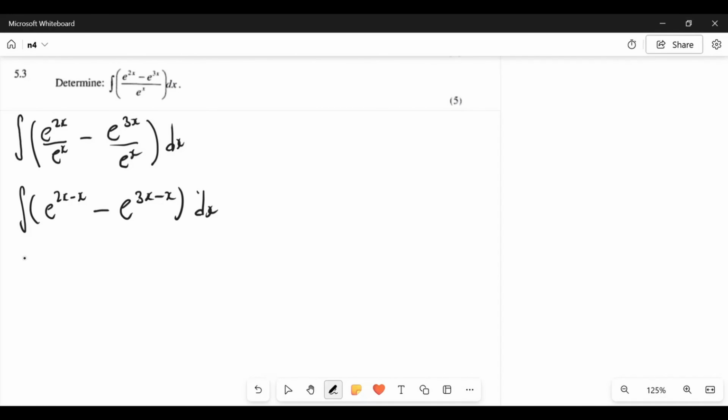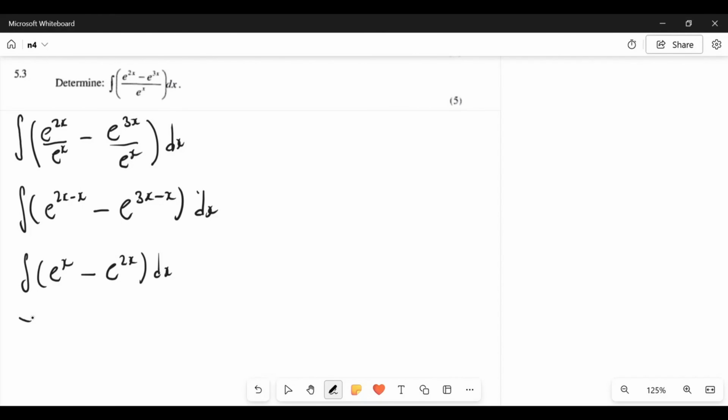Now, if you continue, this can be written as follows. We have e to the power of x, because 2x minus x is going to give us x, minus e to the power of 2x. Now we can say multiply by dx. When it's like this, we can start integrating.